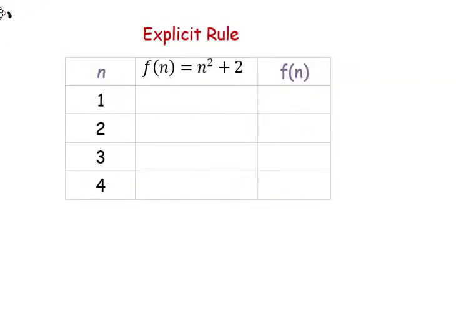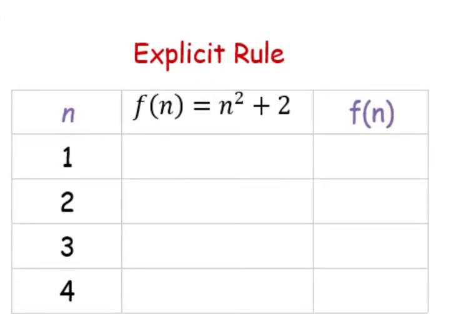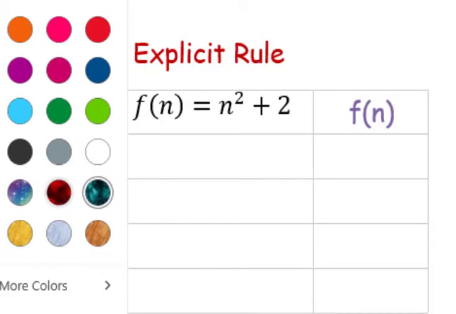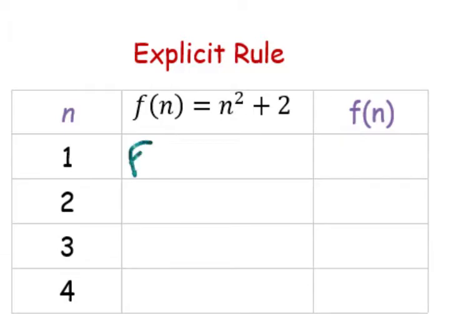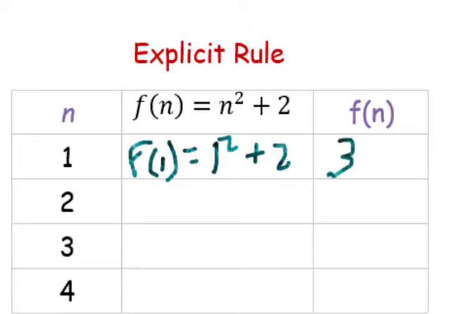Okay, so here we have our explicit rule. F of n equals n squared plus 2. And what we're going to do is find the first 4 terms in our sequence. So let's get to it. All right, f of, not n, but f of 1, right? F of 1 equals 1 squared plus 2. So 1 squared is 1 plus 2 is 3. So this means that in my explicit rule, my first term is 3.